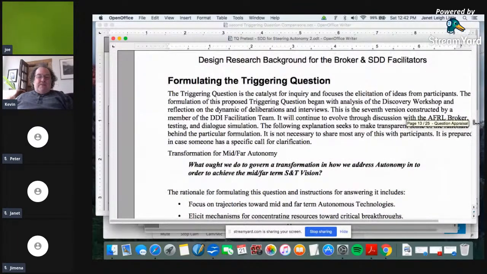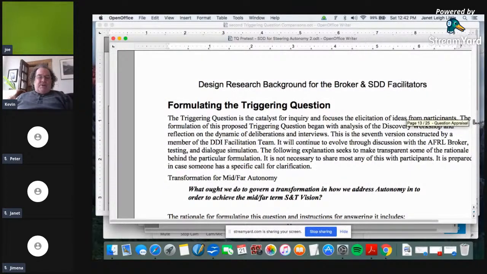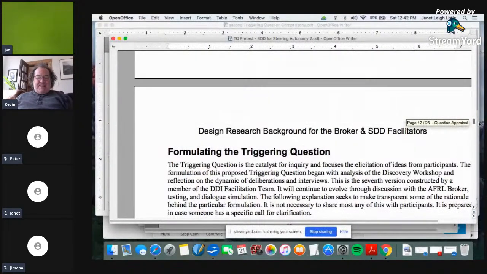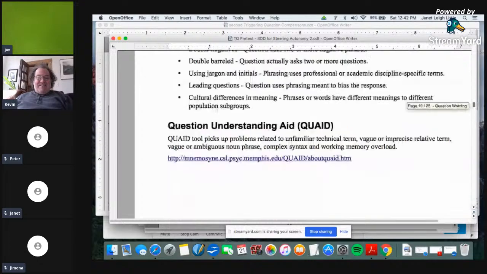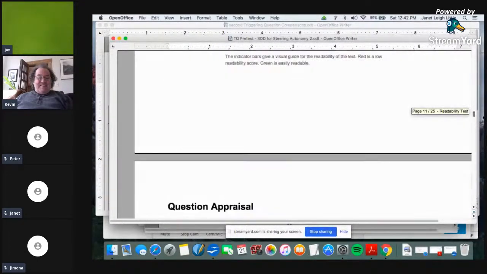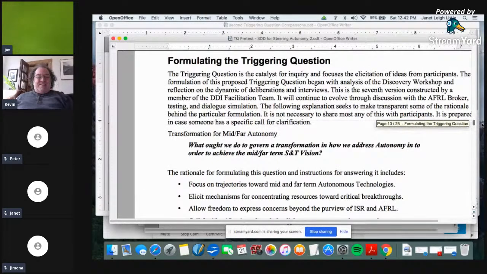Just to break you out of the healthcare project, I'll quickly show you the beginnings of the evolution of a triggering question for an Air Force project. This project was on autonomous systems, informally known as drones. It was a 25-year project, a forecast of autonomous systems. We started with, what ought we do to govern a transformation in how we address autonomy in order to achieve the mid/far term science and technology vision.